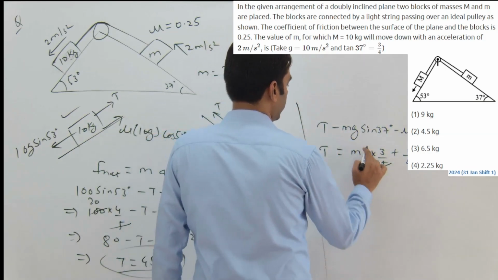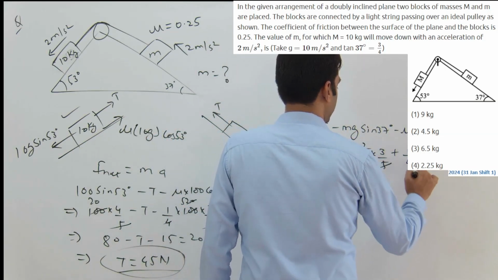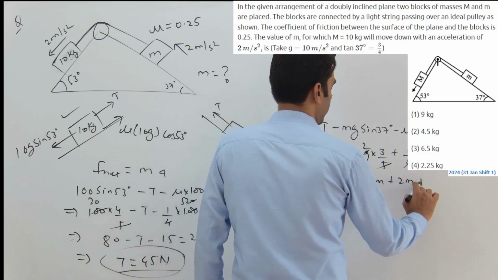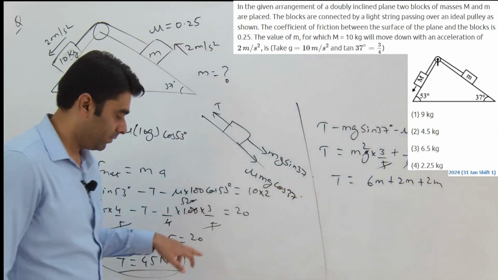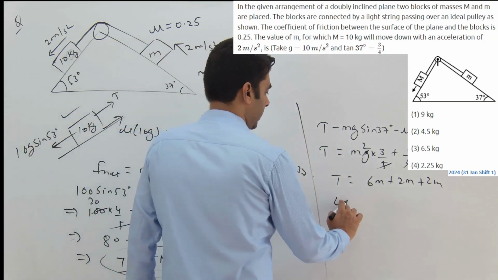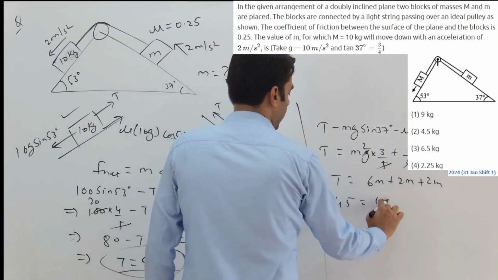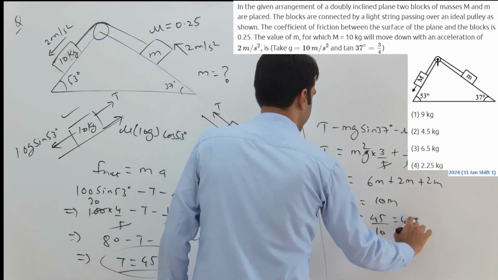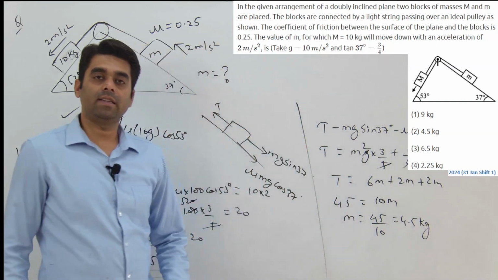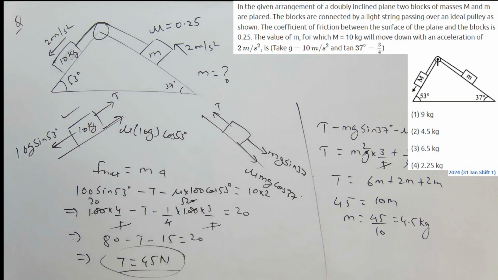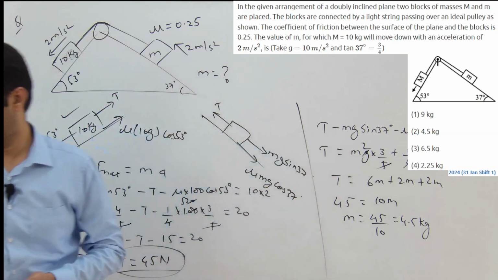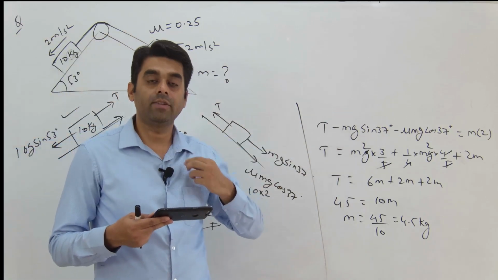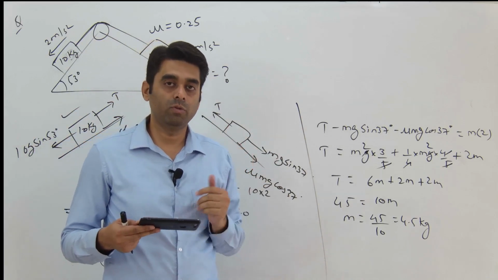So if we solve it, this is 2 times, then again 2 times, 4 cancel. So T equals 6m plus 2m plus 2m, right? Tension we already calculated, 45 Newton. So 45 equals 10m, that implies m equals 45 by 10, which is 4.5 kg. 4.5 kg is our answer coming. Let's check our options. I hope it's visible to you over here. This is the calculation part. So 4.5 kg, that means option number 2 is our correct answer. Let's move ahead.